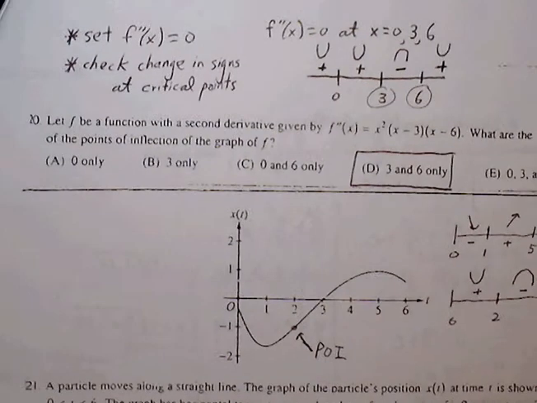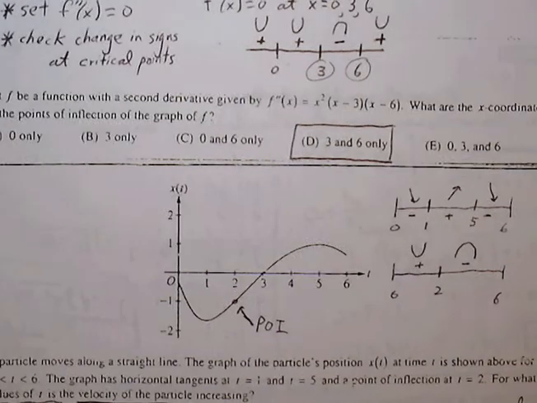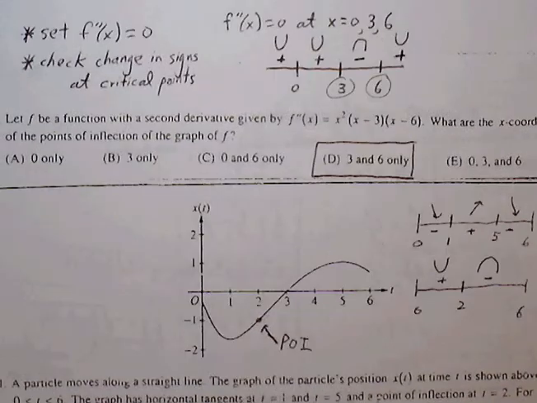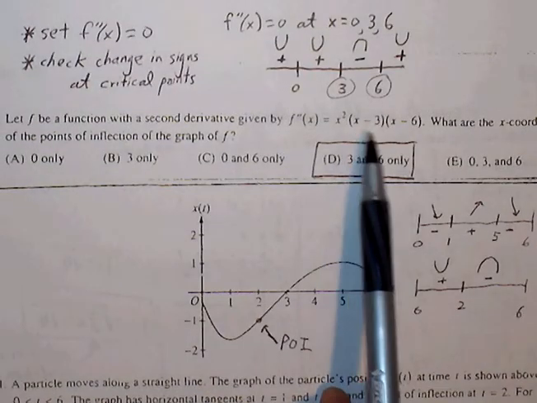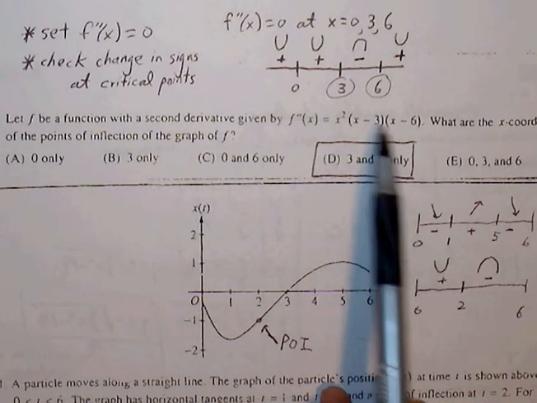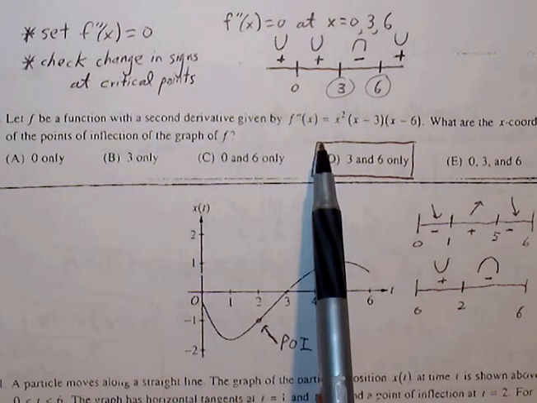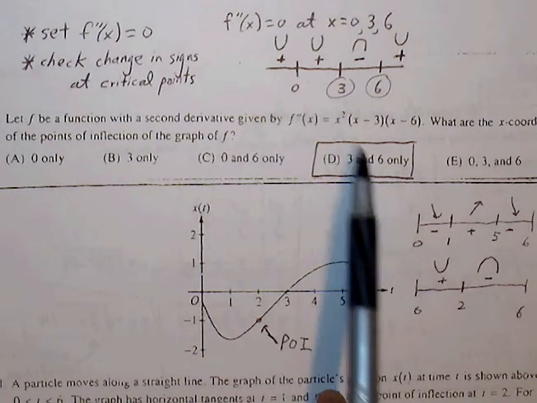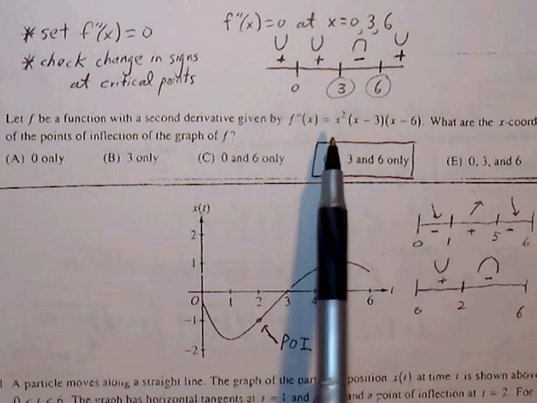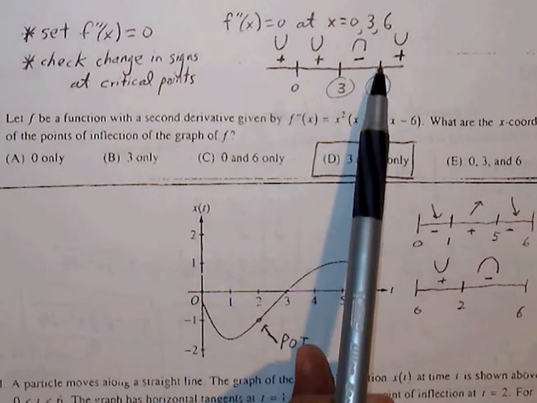Okay, number 20. Let f be the function with a second derivative given by f double prime. What are the x coordinates of the points of inflection for the graph of f? So we know first off that our critical points must come where f double prime is equal to 0. These are already factored for us, so we can just set f double prime equal to 0, pick out the x values, which are 0, 3, and 6, and then we can look to see whether there's a change in sign at each of these critical points.